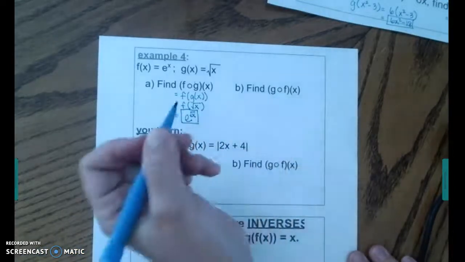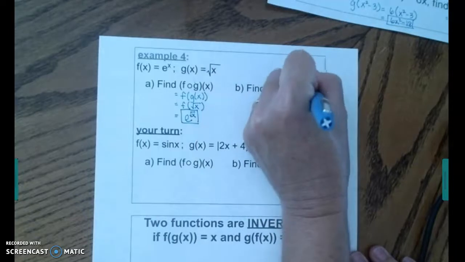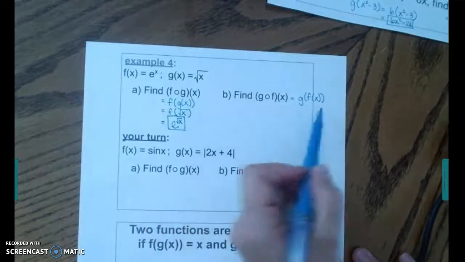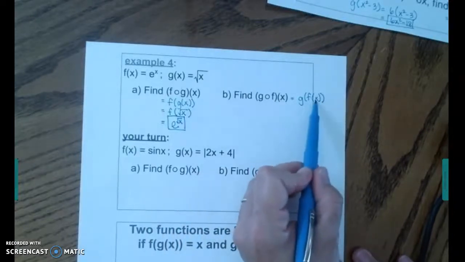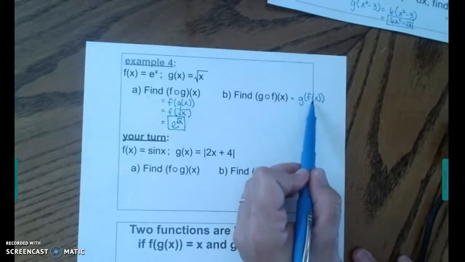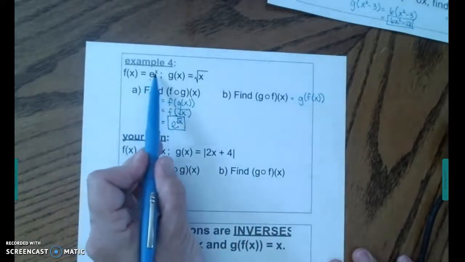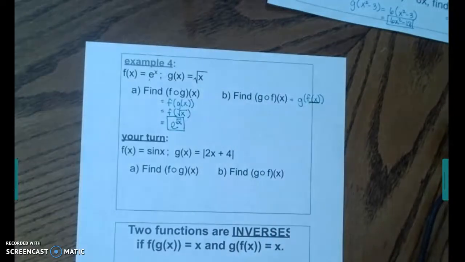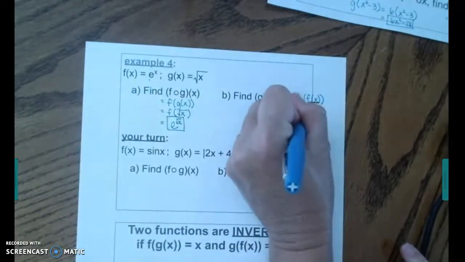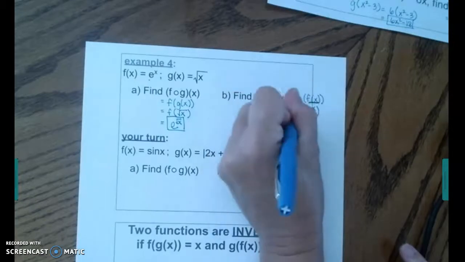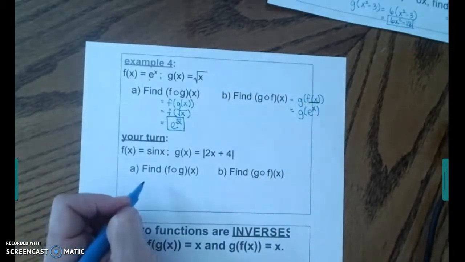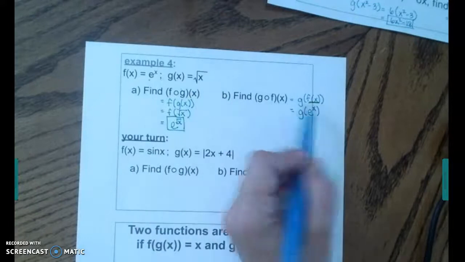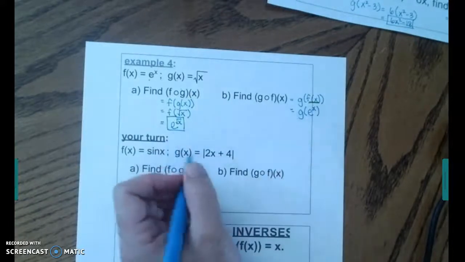This is the opposite of that. This says find g of f of x. So then you ask yourself, do I know the value of f of x, or what f of x is equivalent to? Yes, it's equal to e to the x. So I'm going to replace this, the inside, with e to the x. So g of e to the x is what I'm going to look for now. So that means everywhere I see an x in g of x, I'm going to substitute e to the x power.